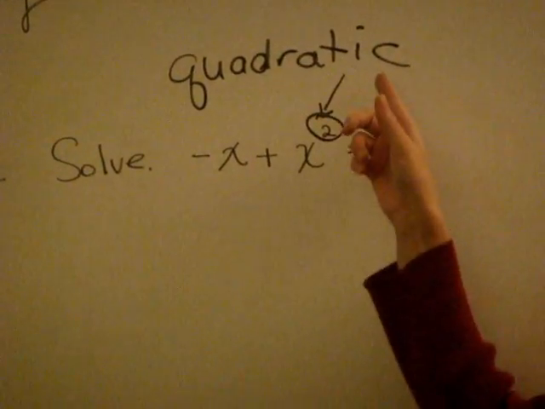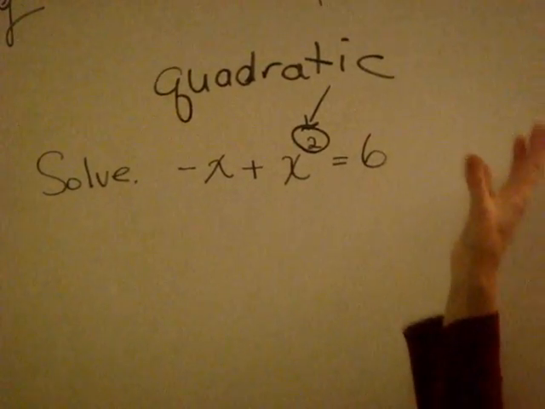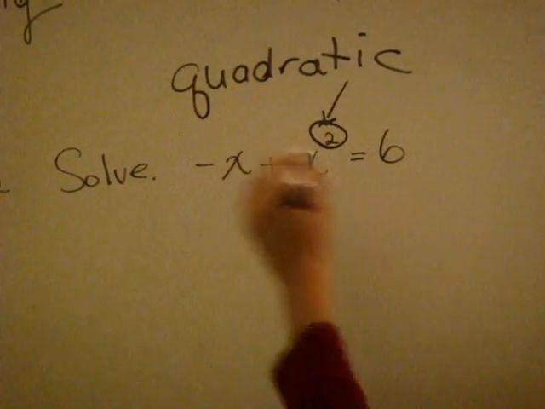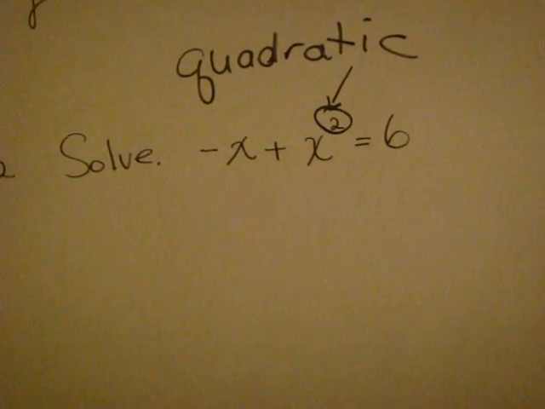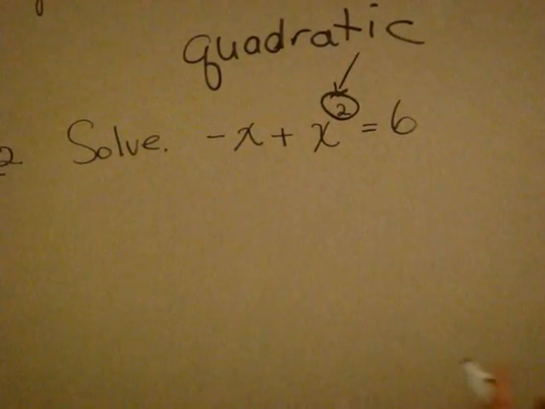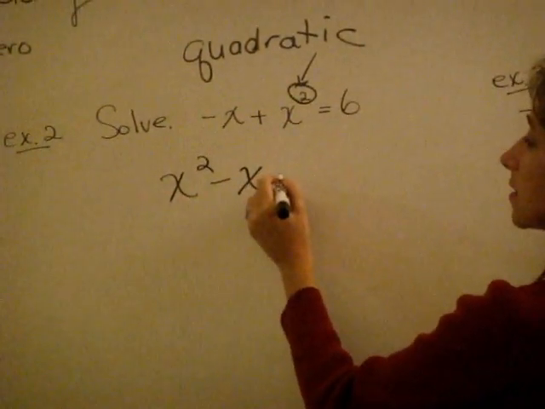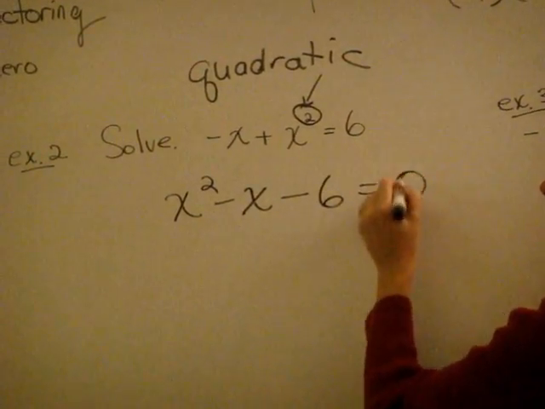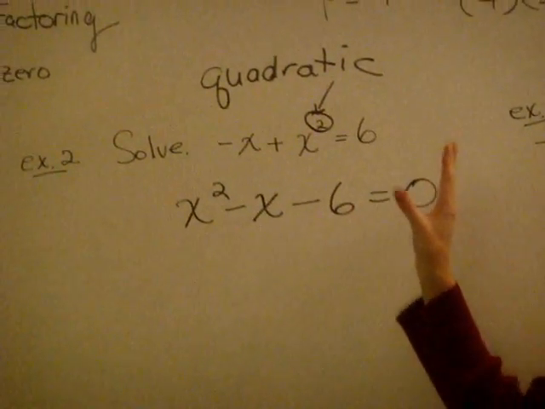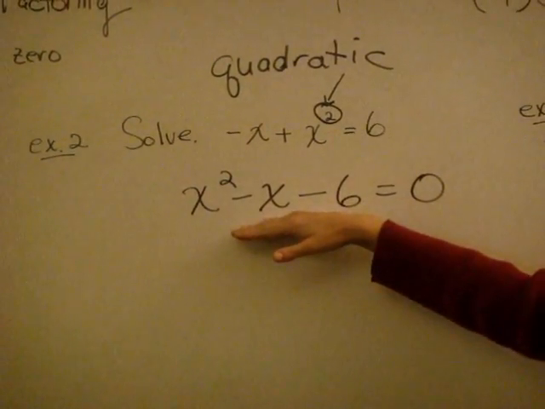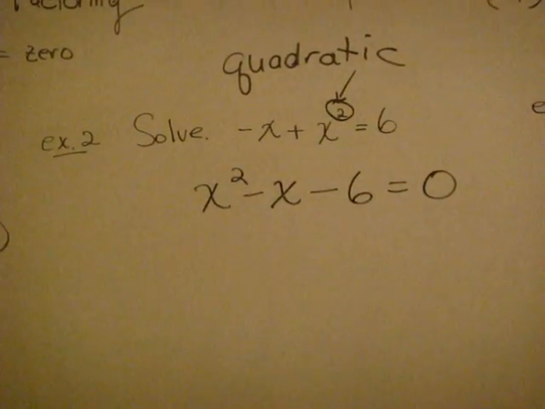So what that tells me is if I see quadratic, set everything equal to 0. So I'm going to bring the 6 over to the left-hand side, and while I do it, I'm going to put it in order, in descending order. So we get x squared minus x minus 6 equals 0. You set everything equal to 0 when it's quadratic. Once you set it equal to 0, then we're going to factor it.